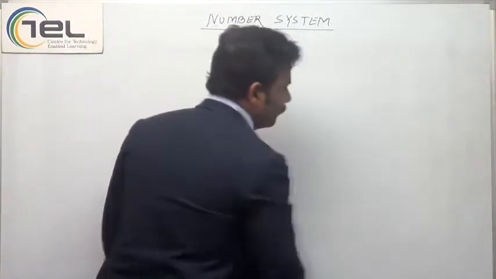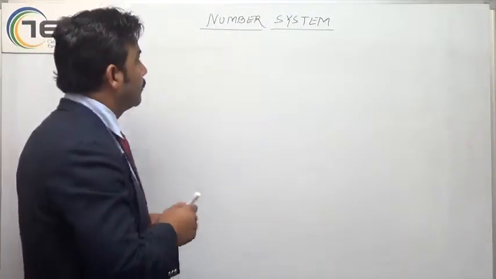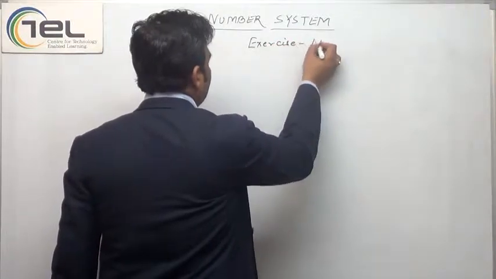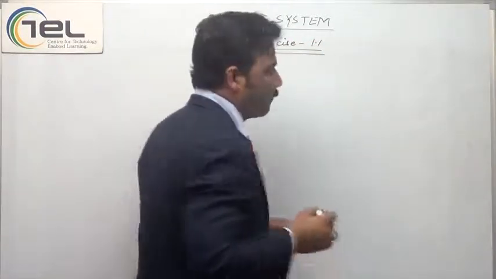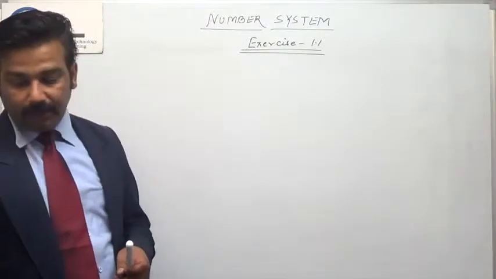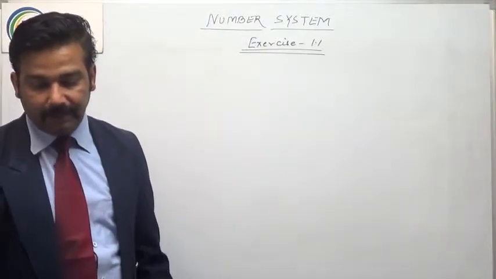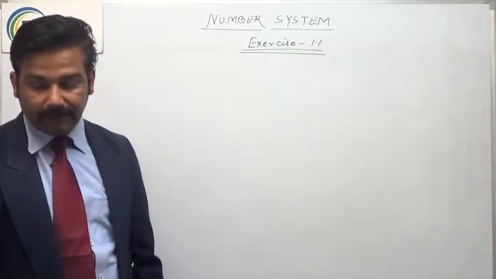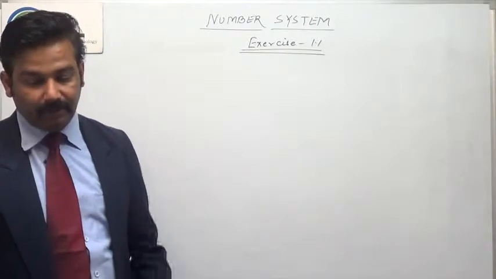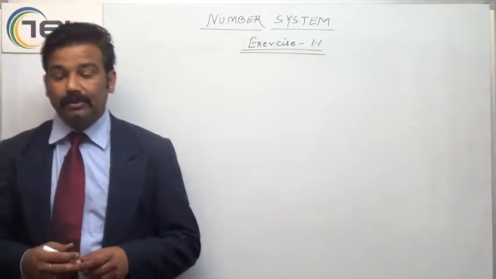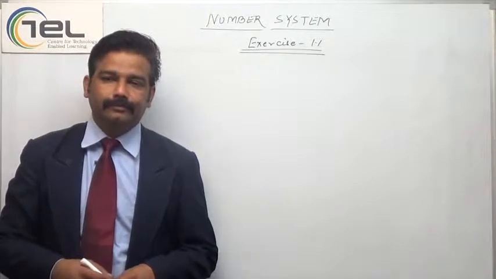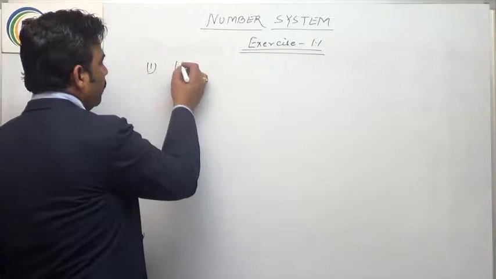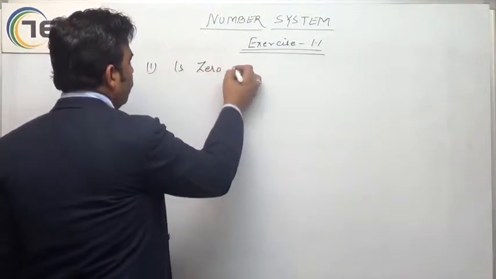So let's do exercise 1.1. What are the questions in it? Just take your book and take exercise 1.1. In that exercise, let us go with the questions. The very first question in that exercise is: is 0 a rational number? Very easy question.